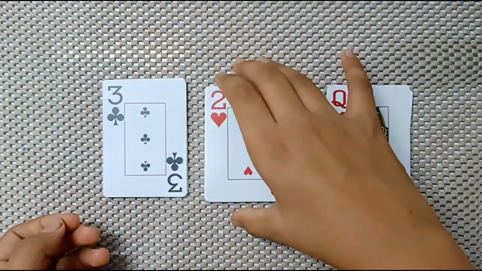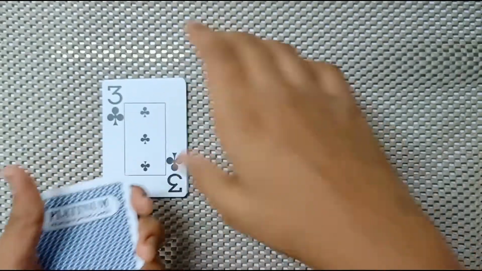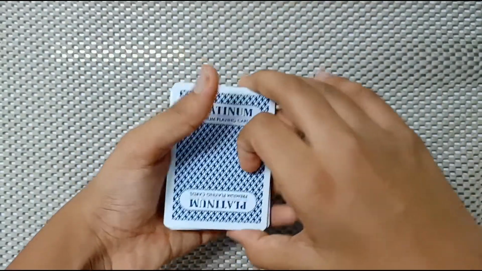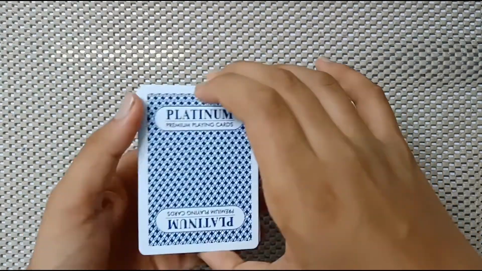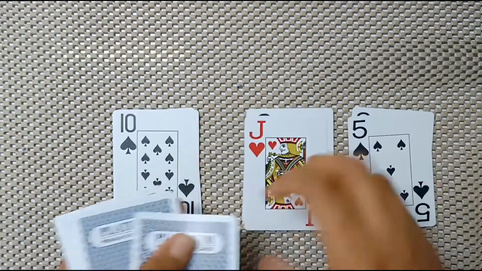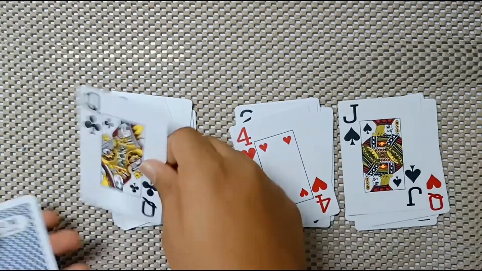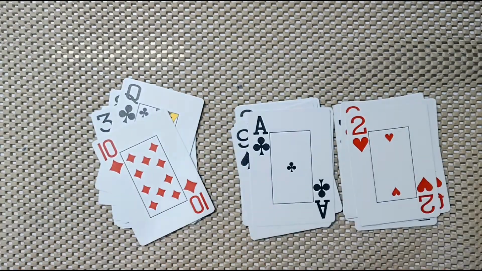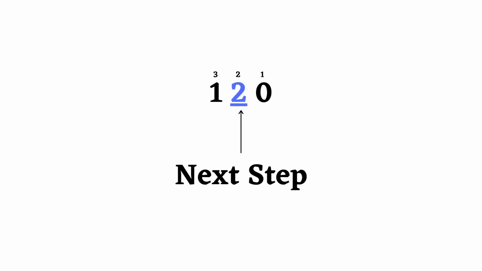So, we will place the other 2 piles at the bottom of our hand and place this pile in the topmost position. From here, we repeat the previous step and split the pile into 3 again. Let's take a look at my ternary number again. Now we need to look at the second digit, which is 2.